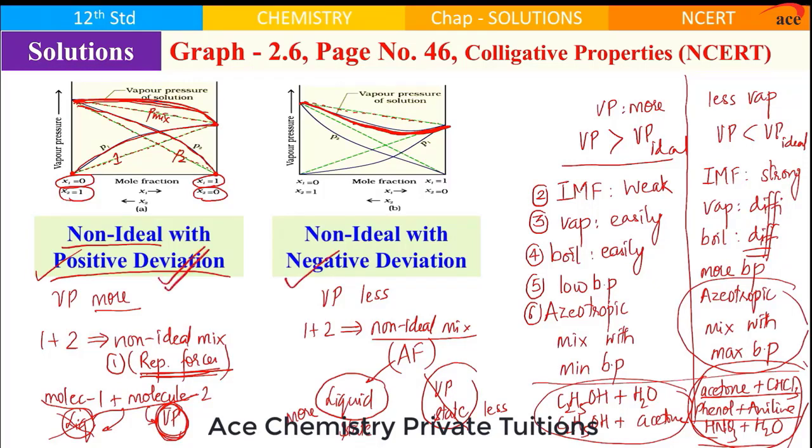One with positive deviation means the graph on the upper side, more vapors, and negative deviation where the graph is on the lower side. If your marks are on the lower side, you say negative. If your marks are on the higher side, you say your marks are positive. So that was the discussion of graphs of vapor pressure of non-ideal mixture.